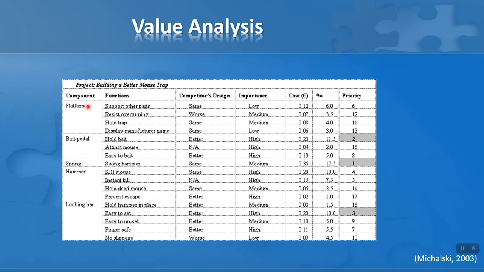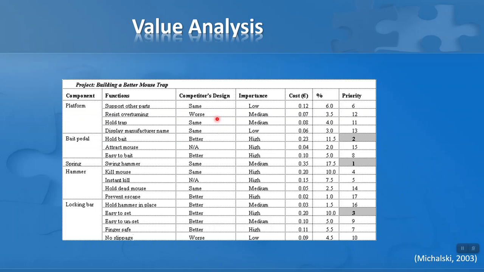So for example, the platform component, support other parts, we have judged that the competitor's design is the same as ours. Resist overturning, the competitor's design is worse than ours. So straight away I'm asking myself, do I need to prioritize or improve the resist overturning function of the platform component in my mousetrap? Not if the competitor's design is worse than ours, because we're ahead of them.